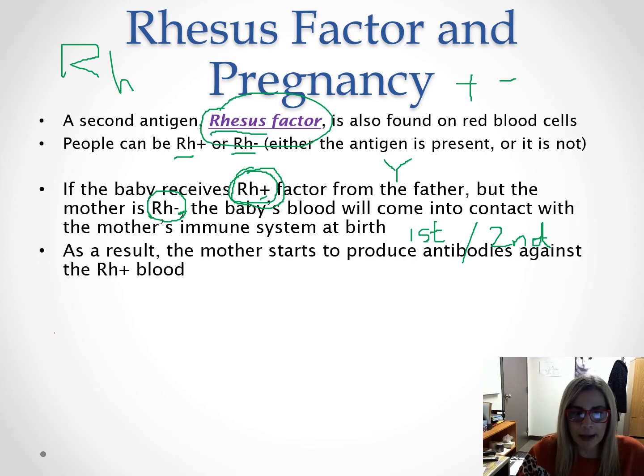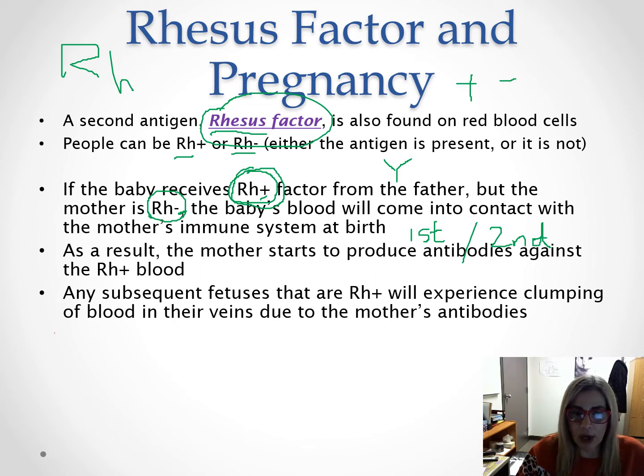Okay, so if those antibodies are produced, any subsequent fetuses after that first baby that are Rh positive, not if they're Rh negative, that's not going to matter, but if they're Rh positive, they have the possibility of the mother's antibodies actually attacking and agglutinating the baby's blood.